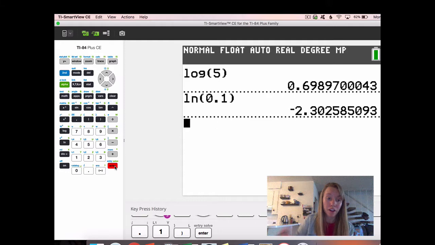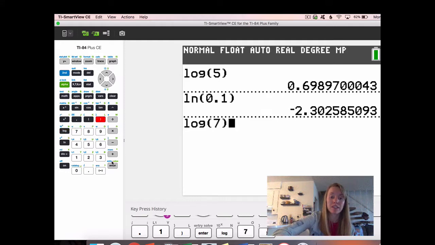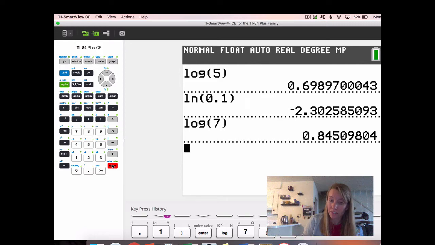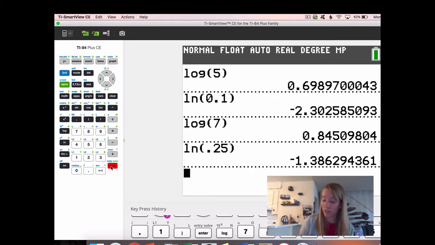Number 3 is log 7. So I write log 7, close the parenthesis. This should be pretty easy. This is equal to 0.845. And finally, ln 0.25. Close the parenthesis. This is equal to -1.386.